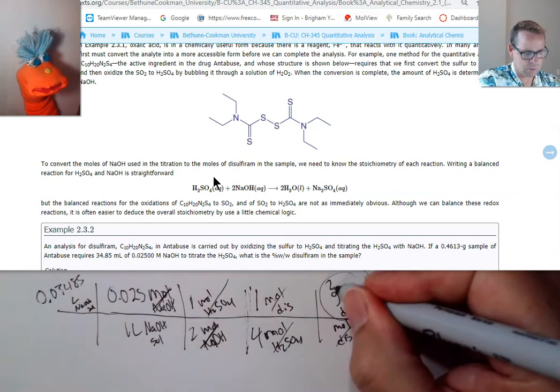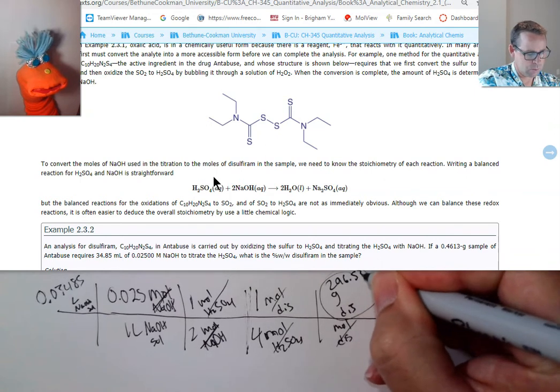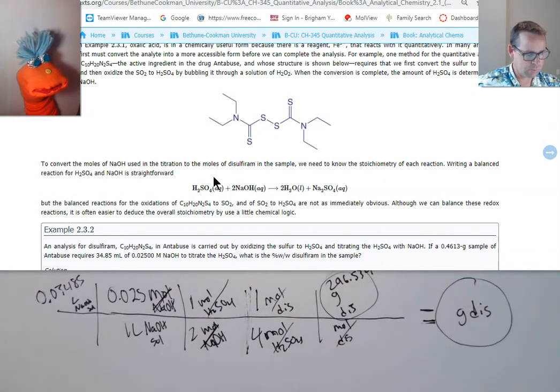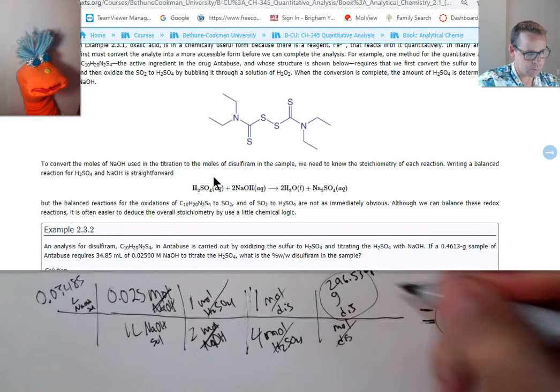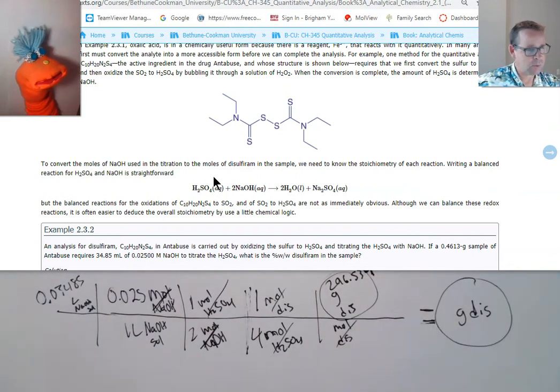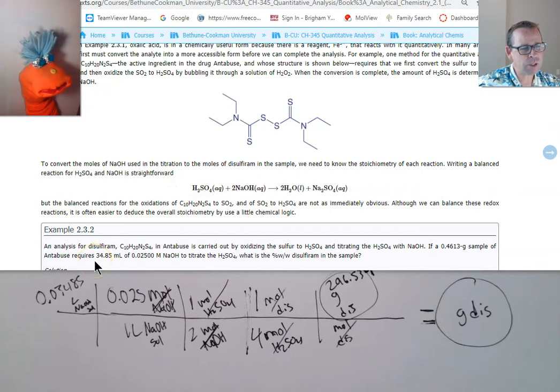The molar mass of disulfiram is 296.54 grams per mole. Now, you can see by them giving me 4 significant digits here, 4 significant digits here, 4 significant digits here, that they want their answer in 4 significant digits, right?